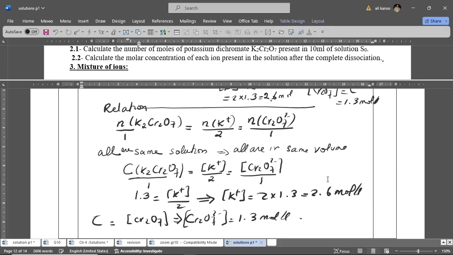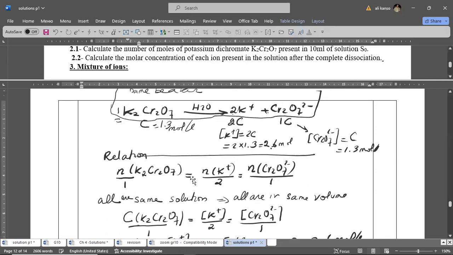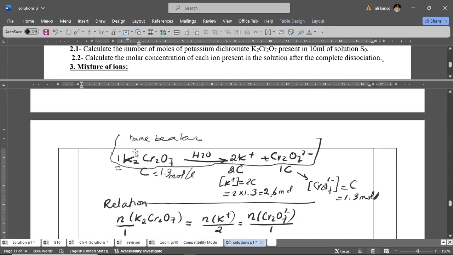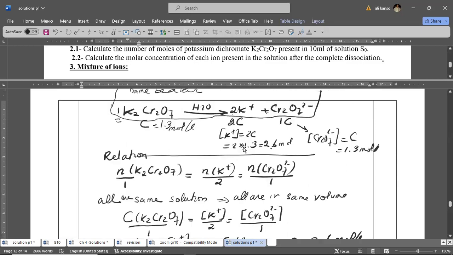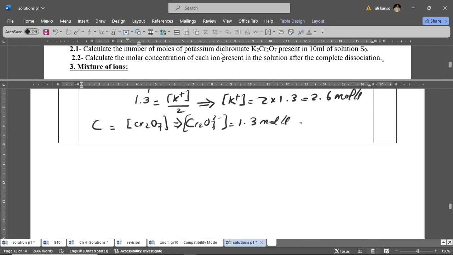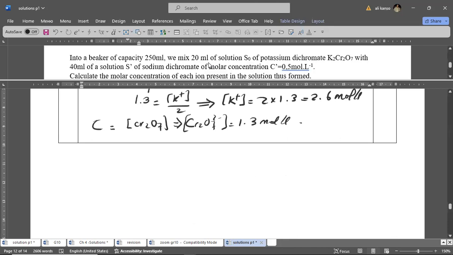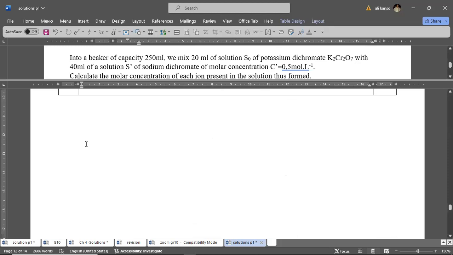Okay, I advise you to follow this proportion of ratios because later on we have to find a relation between ions, between cation and anion, not only with the formula unit. Always write the relation as ratios like this. Let us solve the last part and then we finish the lesson.